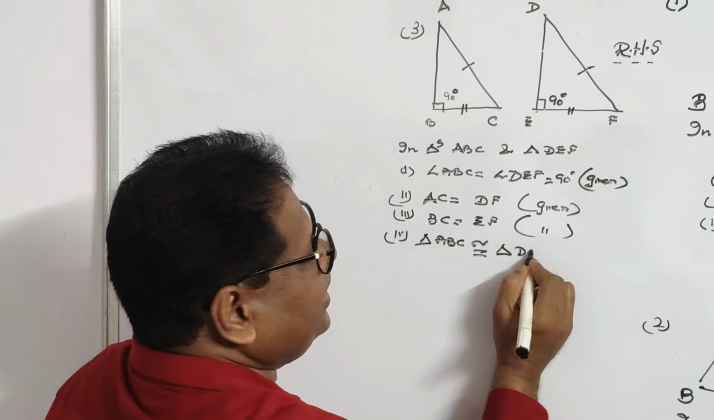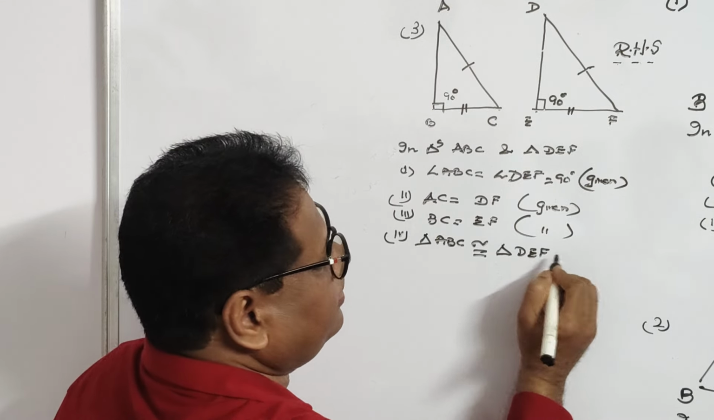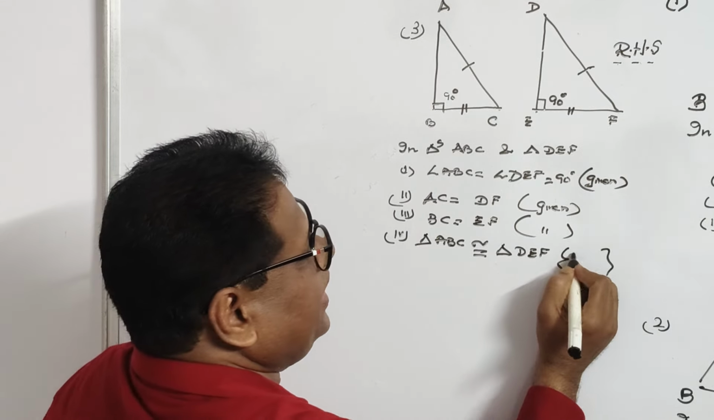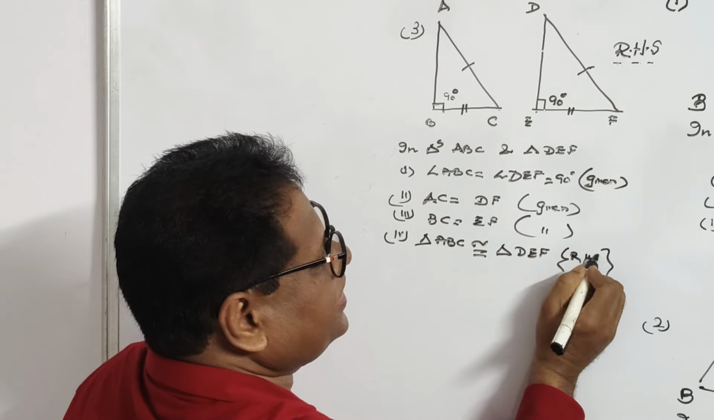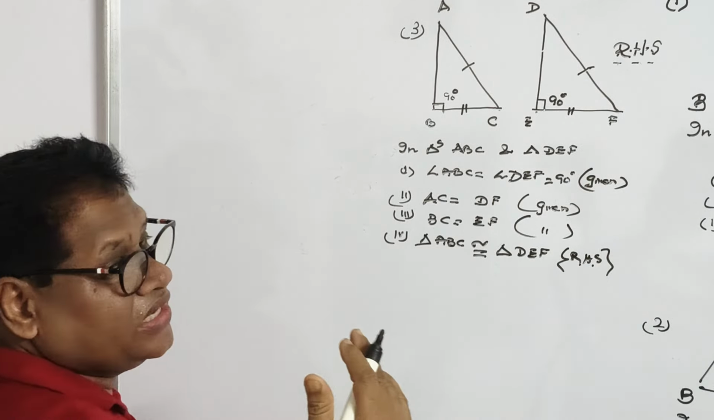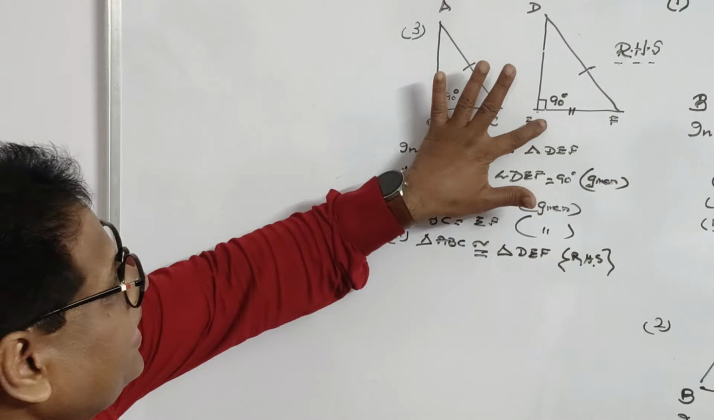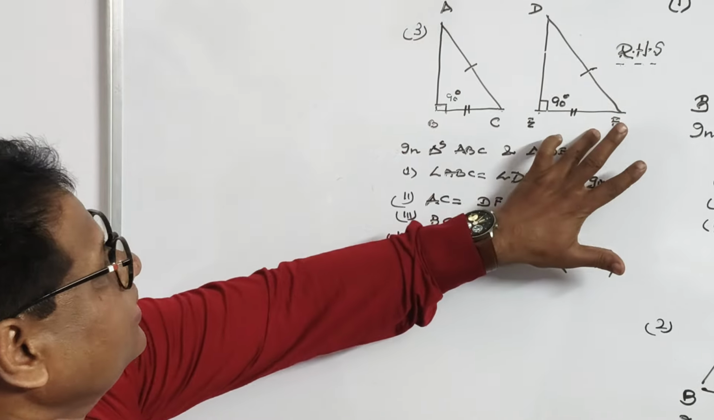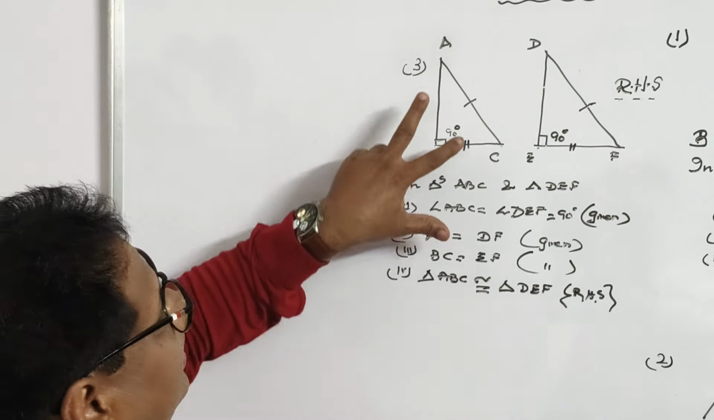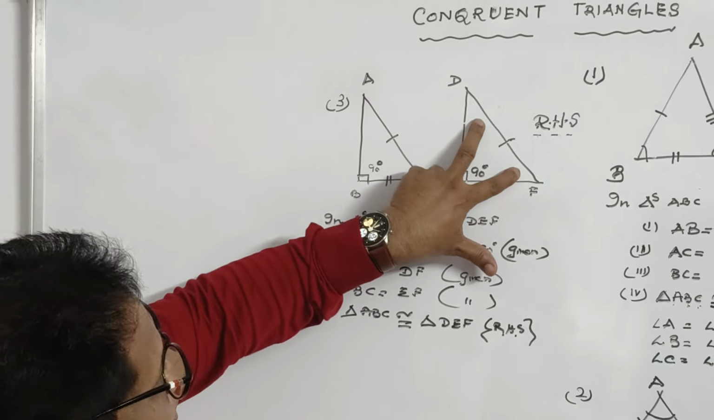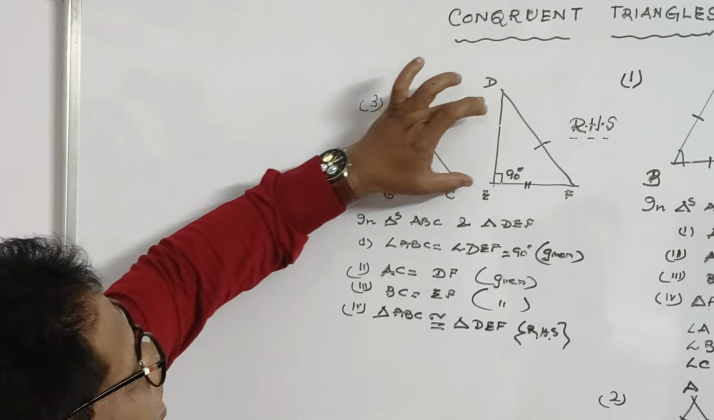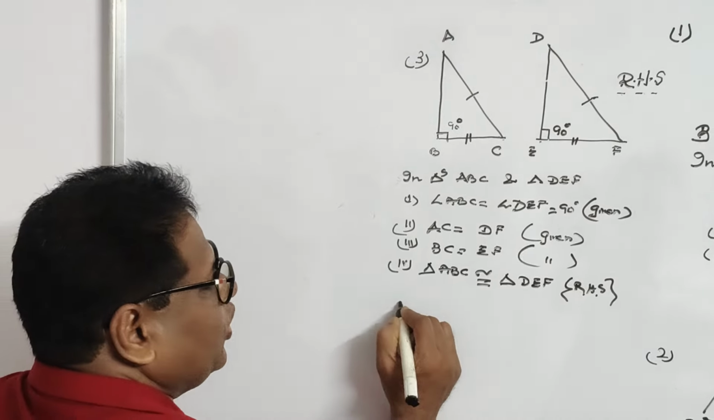Triangle ABC is congruent to triangle DEF by RHS. This is the condition. Now what are the left out 3 things? We have proved 3 things: one right angle, one hypotenuse, one side. So left out are 2 incomplete angles to be proved and one side, that is AB equals DE. So let's now follow.